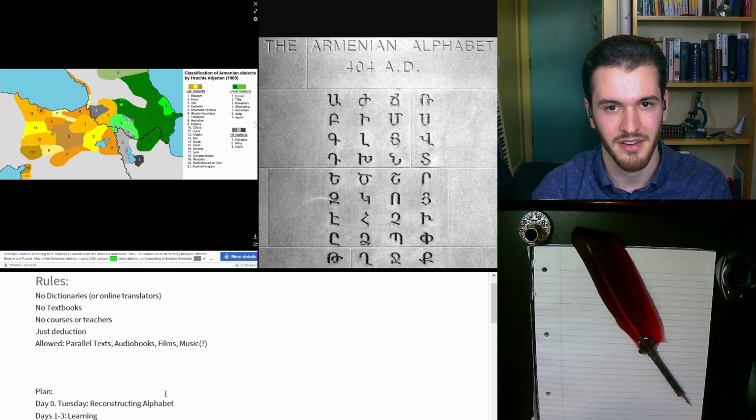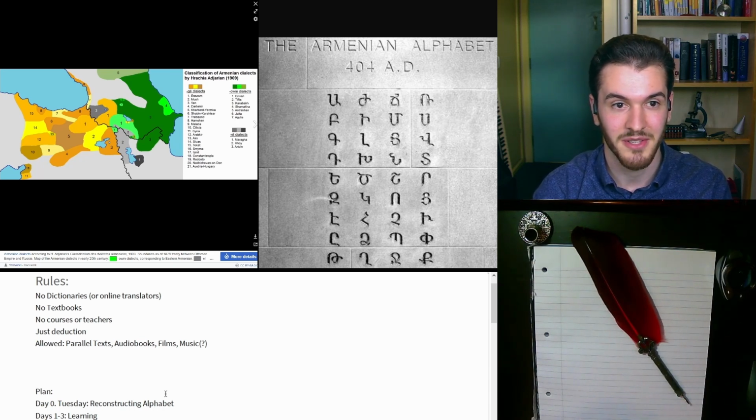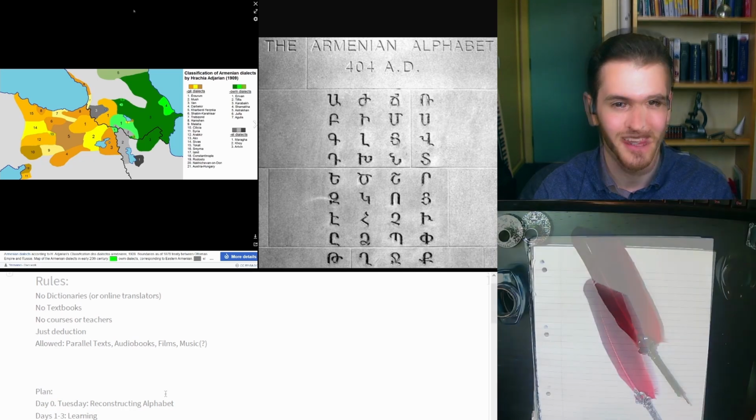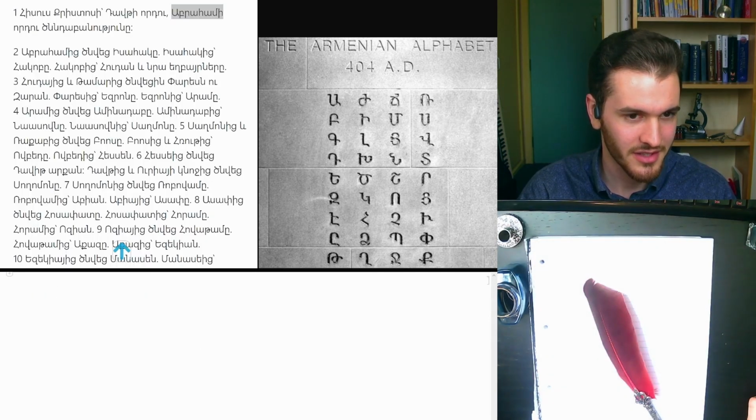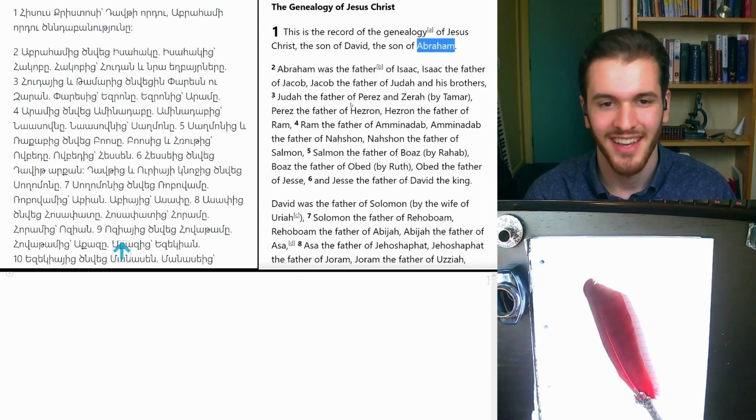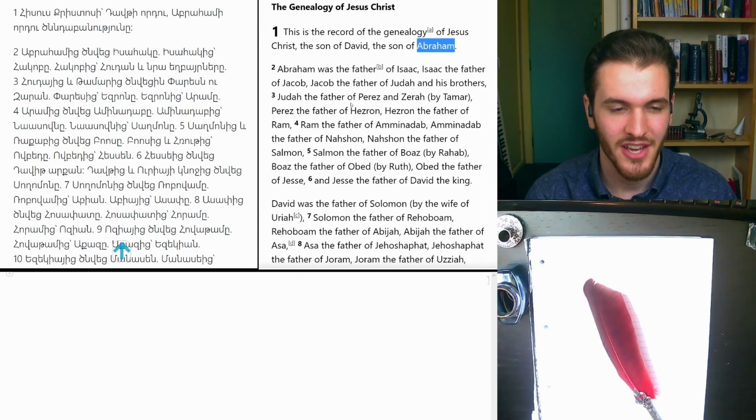I'm told that it has 39 letters, but I don't know what these letters mean, and I'm going to be trying to reconstruct how they sound without even using audio. I'm just going to try to reconstruct it from the names of people in the genealogy. So here we go. This is the Armenian, Matthew chapter 1, and here is the English. And we can use the fact that names should roughly stay similar.